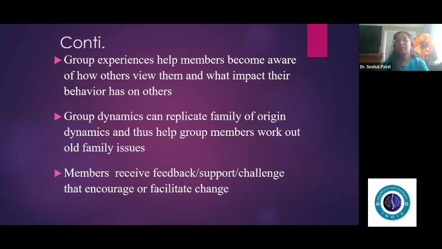Group experience helps members become aware of how others view them and what impact their behavior has on others. Group dynamics can replicate the family of origin dynamics and thus help group members work out old family issues. Members receive feedback, support, and challenges that encourage or facilitate change.